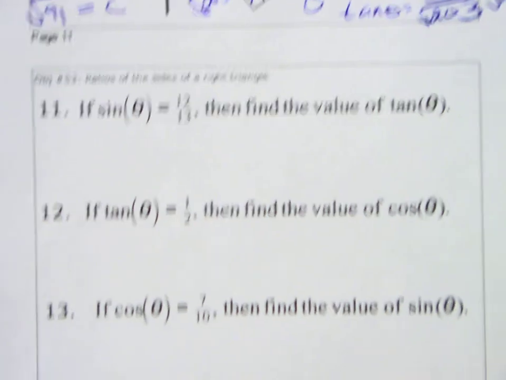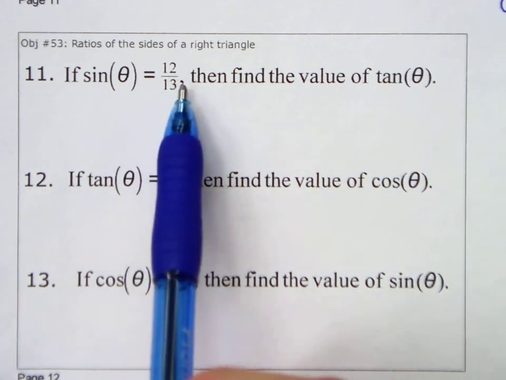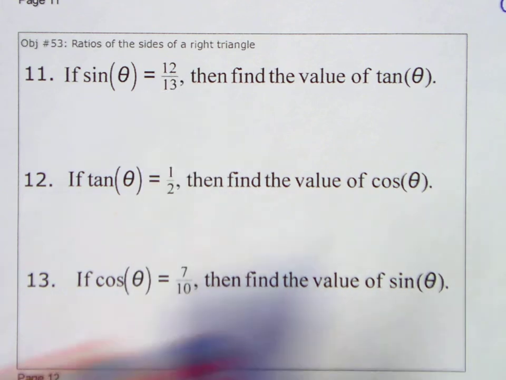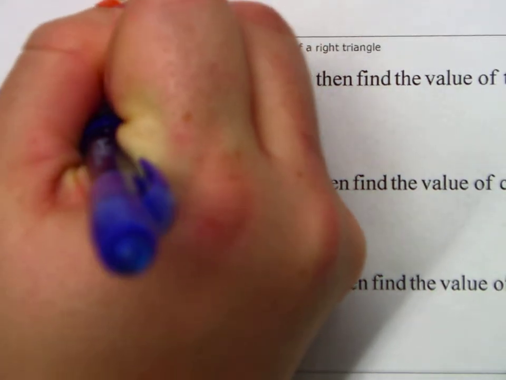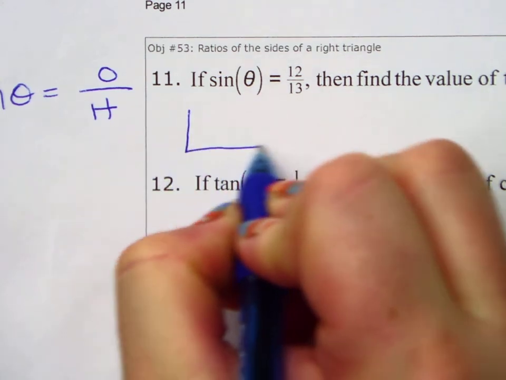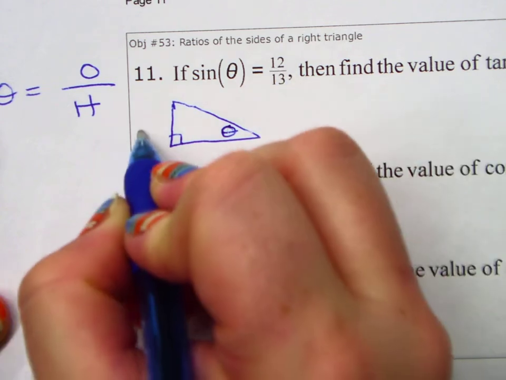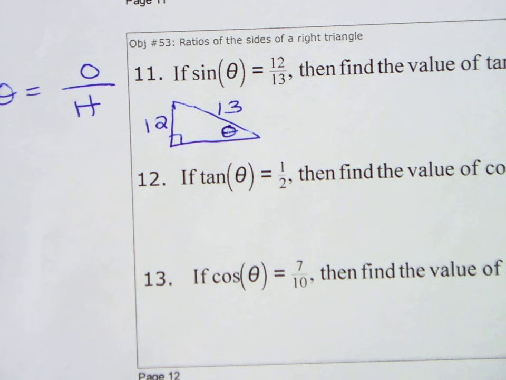Okay. Now, number 11. If sine of theta is 12 over 13, find the value of tan theta. Okay, so notice that all you have is the fraction. What's that fraction represent, though? What is sine of theta equal? Remember, sine of theta is opposite over hypotenuse. That means if I have a right triangle, that my opposite is 12 and my hypotenuse is 13. Okay, so what I have to do is I have to find the adjacent.